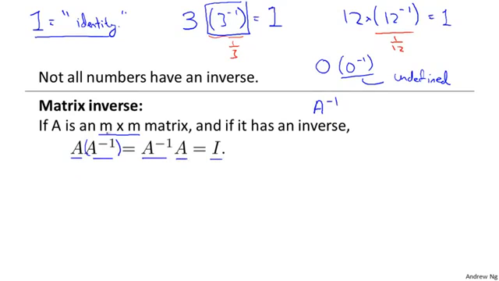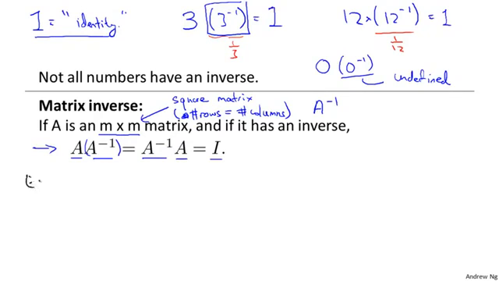Only matrices that are m by m for some value of m have an inverse. A matrix that is m by m is also called a square matrix. It's called square because the number of rows is equal to the number of columns. And it turns out only square matrices have inverses. So A is a square matrix, it's m by m, and if it has an inverse, then it satisfies this equation over here. Let's look at a concrete example.